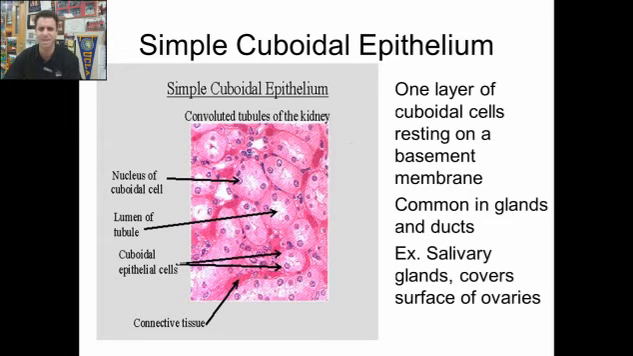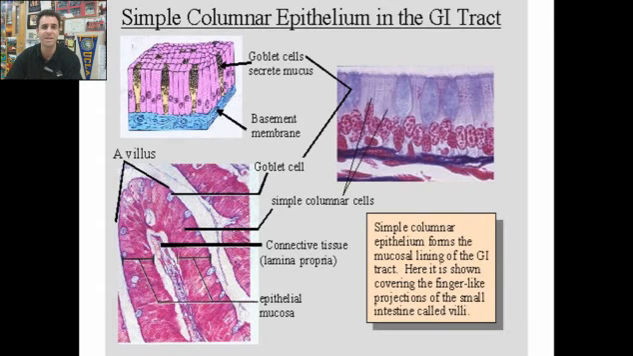Simple cuboidal, they get their name because they look like cubes or squares. They also rest on a basement membrane, as do all epithelial tissues. They're common in glands and ducts, ducts being the tubing that carries stuff out. This includes salivary glands and also the surface of the ovaries, to help the egg, as it's ovulated, make its way out and into the fallopian tube. Simple columnar epithelium is called that because the cells look like columns.